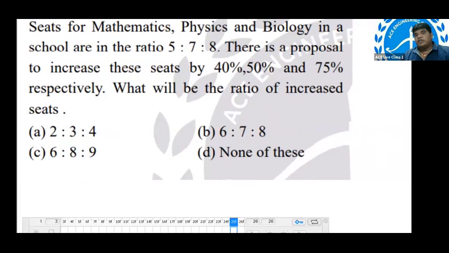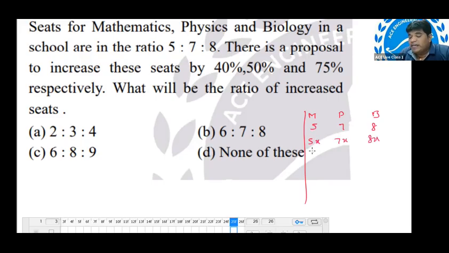Seats for mathematics, physics, biology. The ratio is 5:7:8. I don't know the number, which means you can use any number. The ratio will not be changed, so you can take any number, x, y, 10, 4, 6, anything, but don't change the ratio. So take 5x, 7x and 8x.